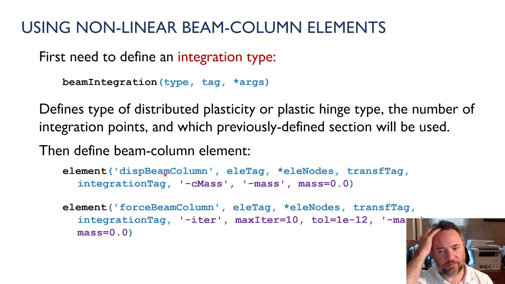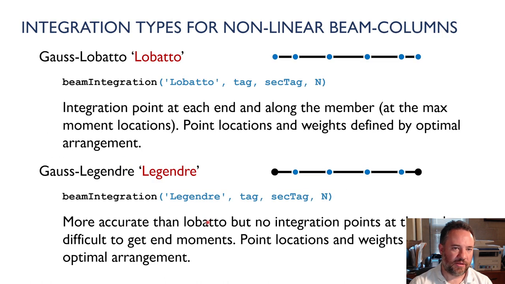It's easy to make more nodes if you like. I give that element a unique tag. I say which nodes it connects to, just like all the elements that we talked about before. I give it a transfer tag, which defines the geometric transformation. Is it doing large displacement analysis or not? And I give it an integration tag, which is a tag of one of the beam integration type elements. Then I have some optional things that I can add, again, like distributed mass and stuff that you probably in most cases don't have to worry about.